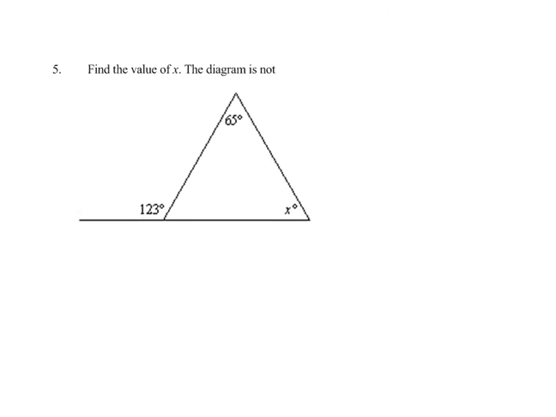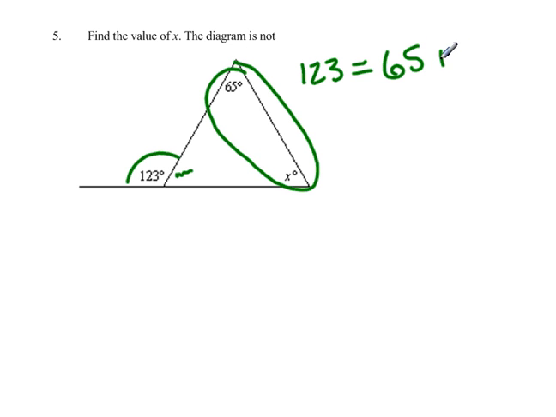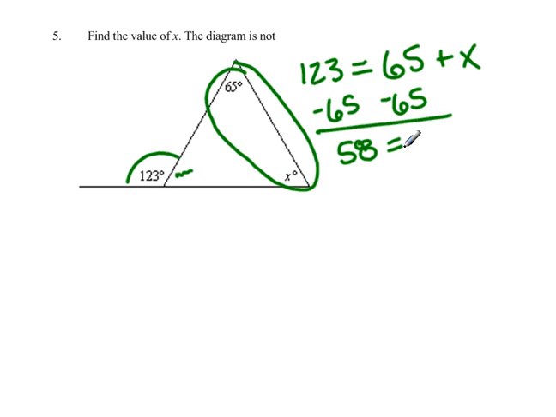Number 5. Find the value of x. The diagram is not to scale. We can go the long way and we can find out what this angle right here is, but if we recall our theorem, the exterior angle would equal the sum of the 2 remote interior. So that's the way we should set that up. So then we subtract 65 from both sides. So we have 123 minus 65. That gives us 58. So x is equal to 58 degrees.